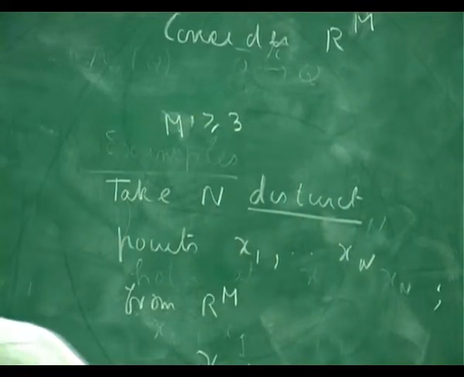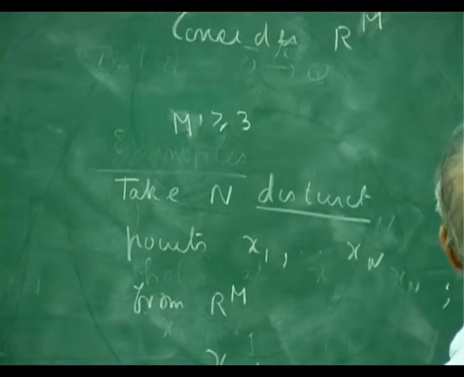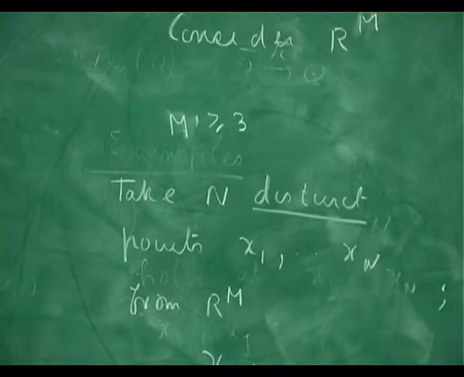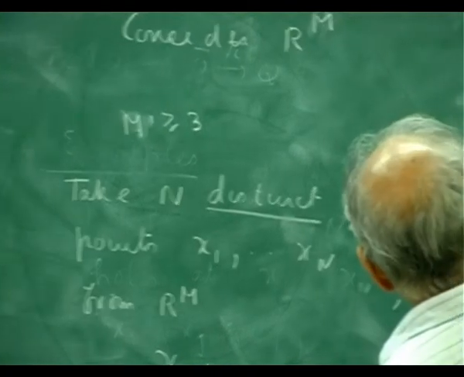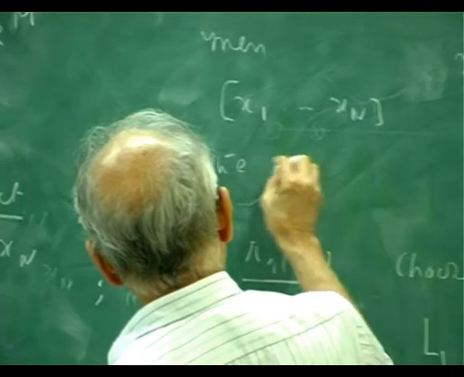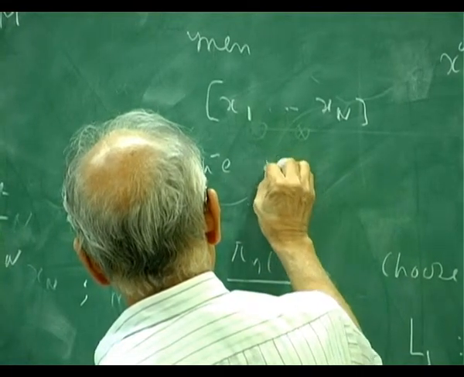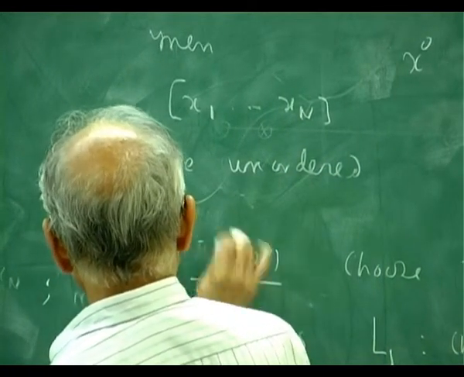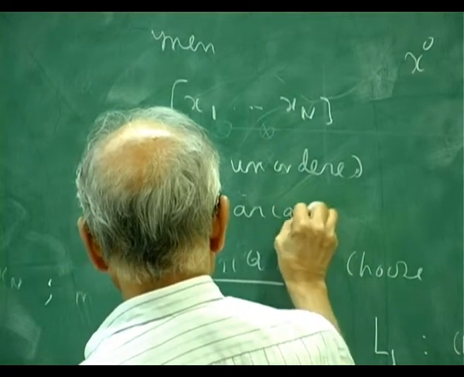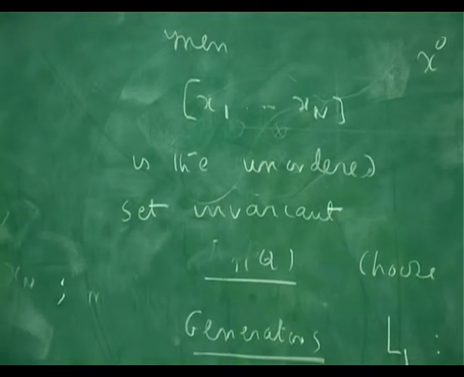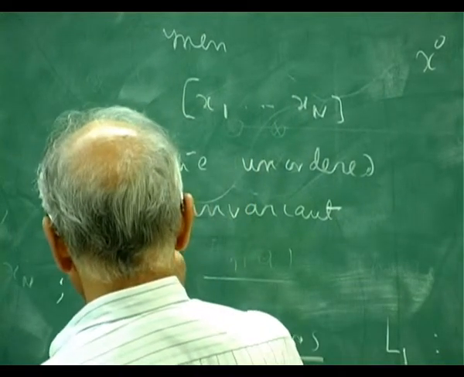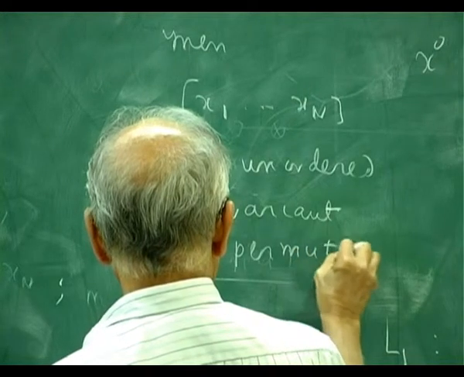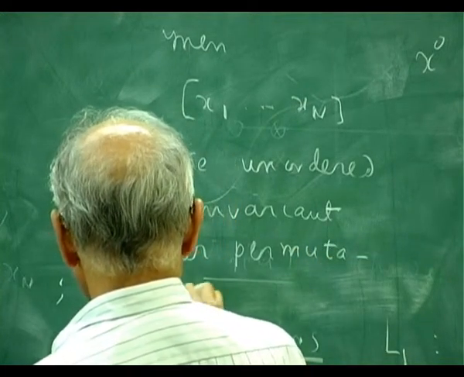Then this thing, x1 up to xn, is an unordered set, invariant under permutations of xi.